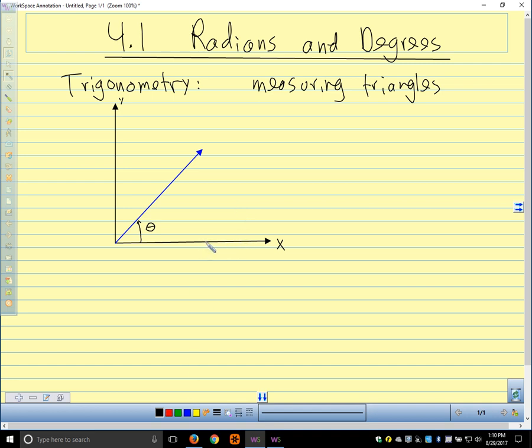And I'm going to put a ray here. So this is just one side of the angle. What do we call this point here where the two rays come together? That it is at the origin, but just for the angle, what do we call that point? The vertex. That's the vertex of the angle. We call this side, where we start, the initial side. And the side where we end, the terminal side.